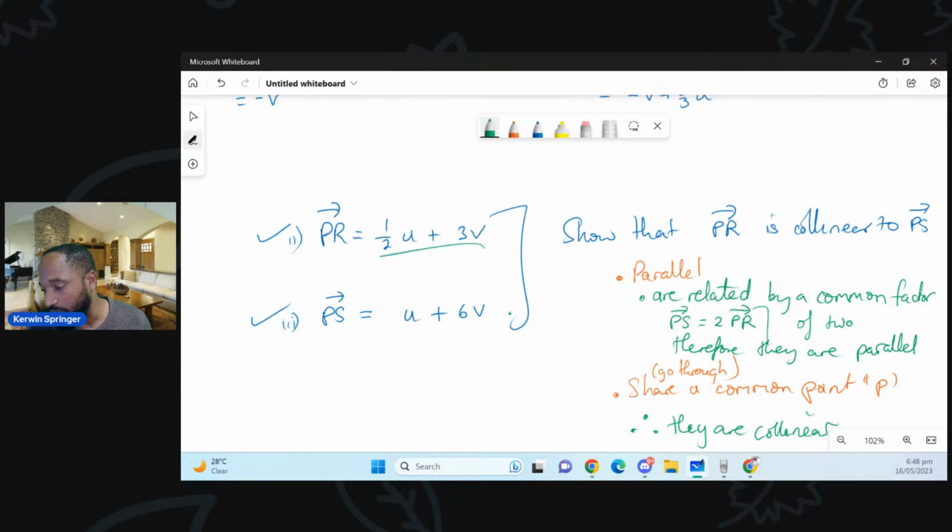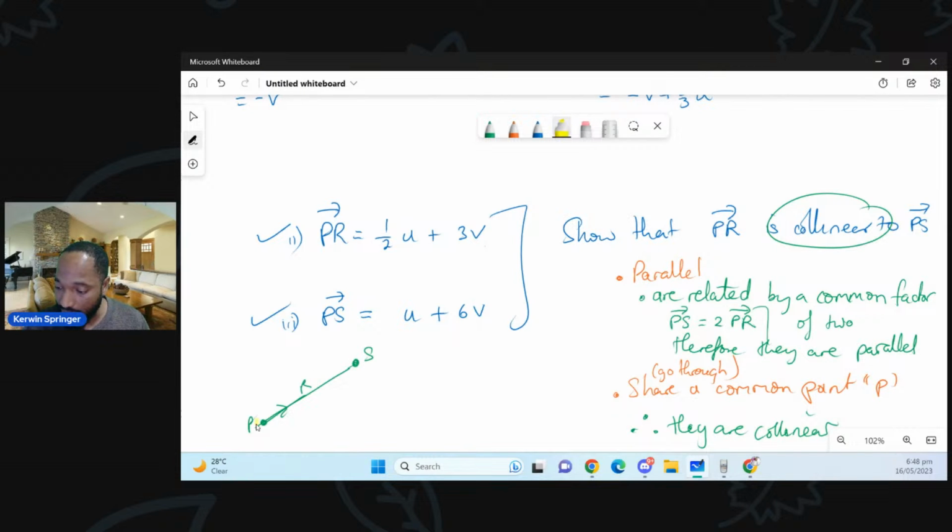And that's how you show that vectors are parallel. If you can get a common factor out of them, it means the vectors are sized up to go in the same direction, which means they are parallel. So PR might be like this, and PS might be twice the size, like this. Collinear, what does the word collinear mean? It means these 2 lines are on the same line.